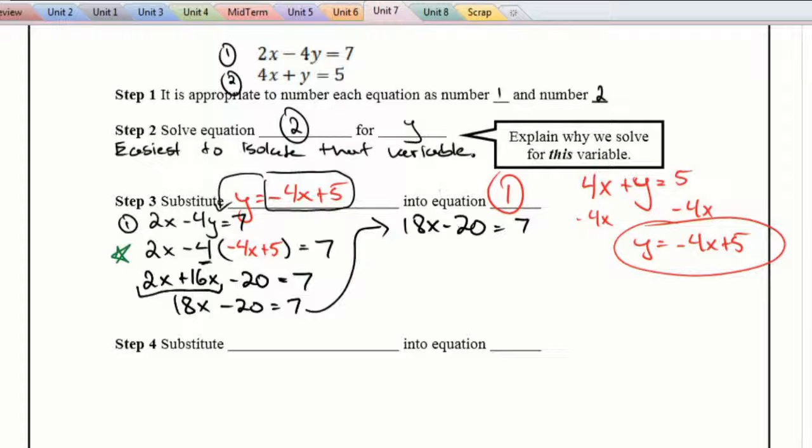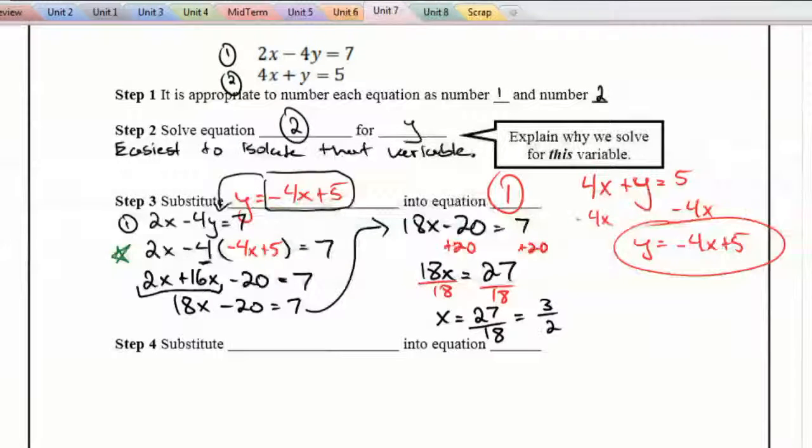And then I'm going to add 20 to both sides. And that's going to give me 18x is 27. And then I'm going to divide both sides by 18. Gives me x is equal to 27 over 18, which I can then simplify. I'm thinking I could probably pull a 9 out of both those things. So I end up with 3 over 2.